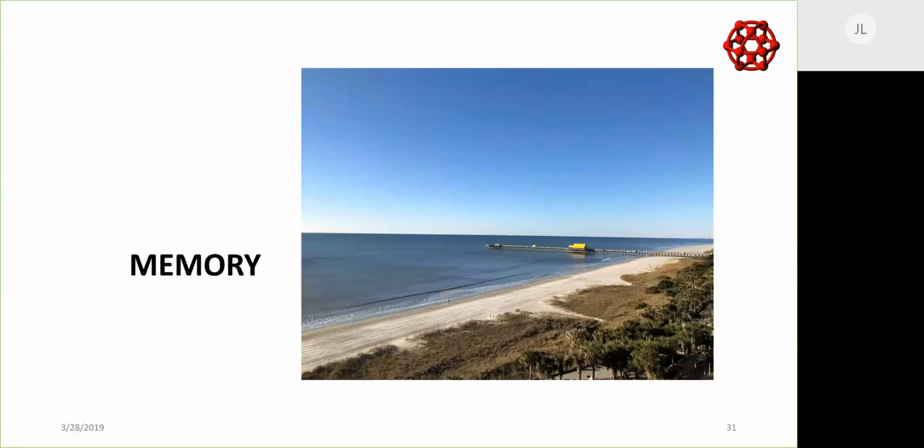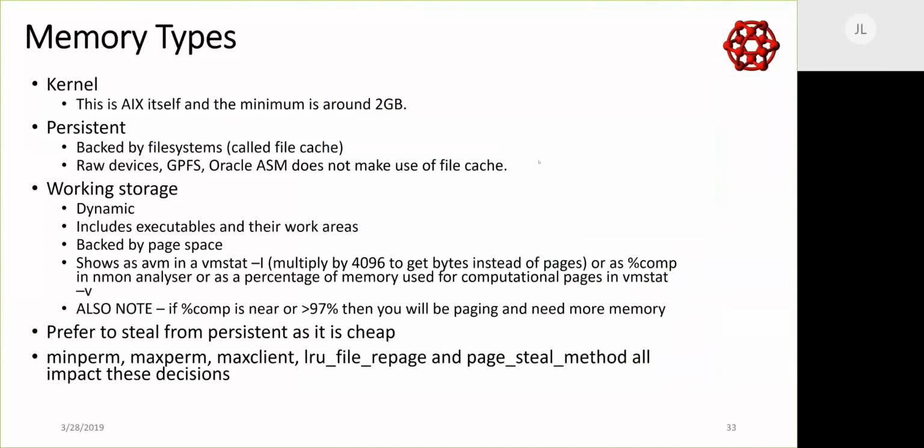So now we're going to talk a little bit about memory, and we'll start out by just talking about memory types. Let me start by saying that all paging, and when I say paging, I mean taking pages out to free up memory for other pages, is bad. There's three different kinds of memory. There's the kernel, which is AIX, and it's usually around at least 2 gig, and you don't do anything with that. Then we have persistent and working storage.